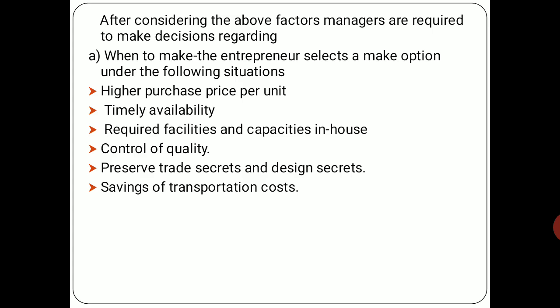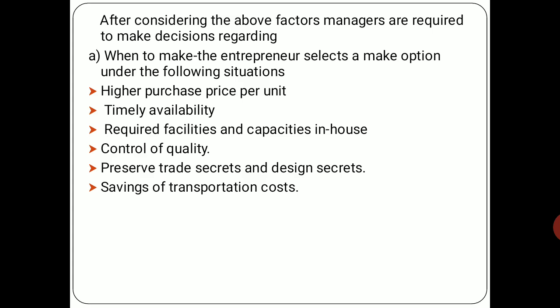Say, control over quality. See, a few manufacturers are very rigid about their quality and durability and all those specifications. They don't want anybody else to take it up, as I told you earlier also. So at that time, if he wants to have total control over the quality of the main product, then he'll not even go for buying it. Preserve trade secrets and design secrets. Naturally, when he wants to keep it his trade secret and keep the process confidential, then at that time he will not take the buying decision.